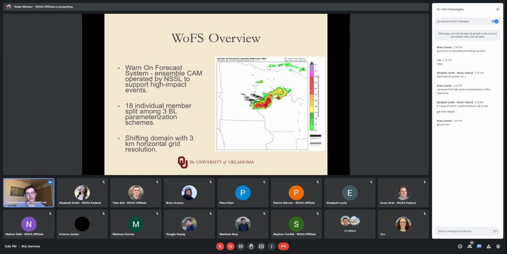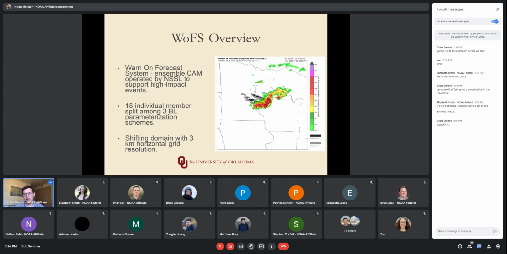of the warn-on forecast system. It's an ensemble convective allowing model that's operated by NSSL. It has 18 individual members, 6 for each of the 3 major boundary layer parameterization schemes, MYJ, MYNN, and YSU. And it has a shifting domain, which is really cool.